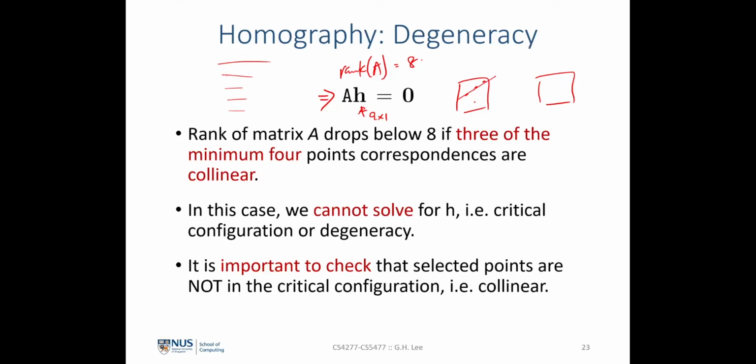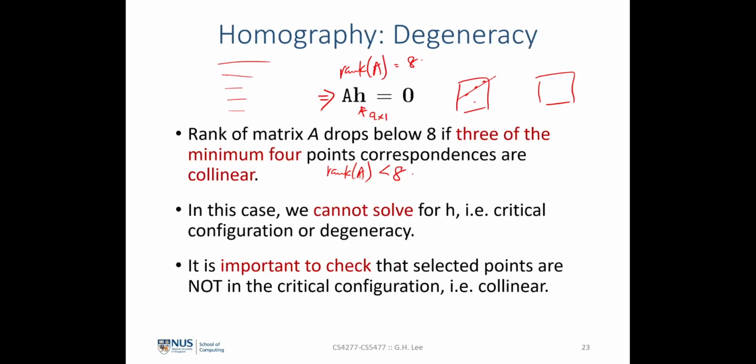Since 3 of the points are linearly dependent on each other, the rank of A will be less than 8, and this means that I will not be able to solve for the null space of A to get H over here. In this case, we call this a critical configuration or a degeneracy case, where the solution of H would simply not exist. Hence, it's important to check that the selected correspondence points are not in the critical configuration.